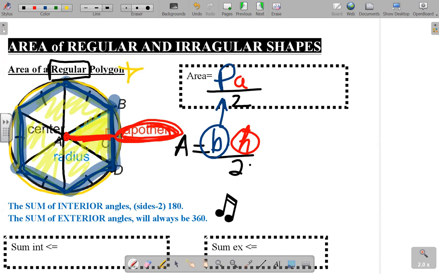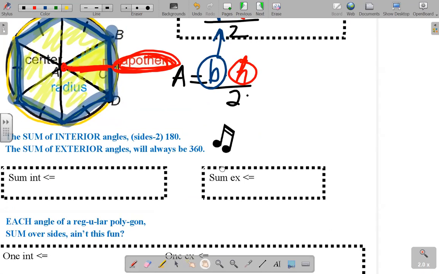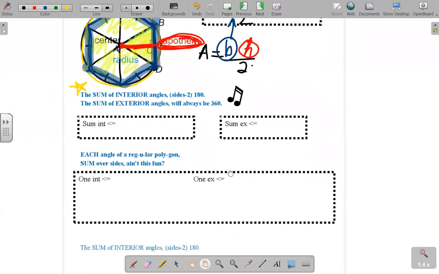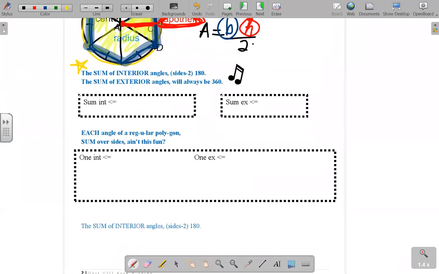Now put a little star by that word polygon. Because we're dealing with a polygon, put a little star here. This is going to come into play. Start filling this out. This goes all the way back to January.